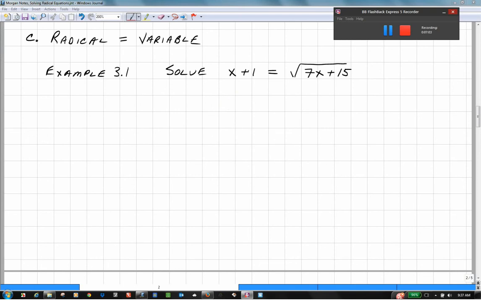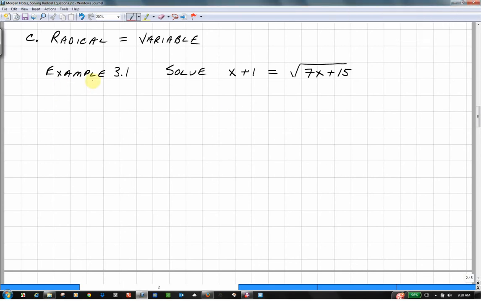So what we have here is the same kind of problem that we had before, but it's getting a lot more complex, because before we had a radical equal to a number. Now we have a variable on the other side. So watch what's going to happen. Basically I'm going to just rearrange it. Actually, I'll leave it like it is.